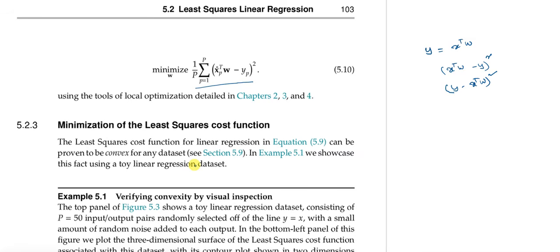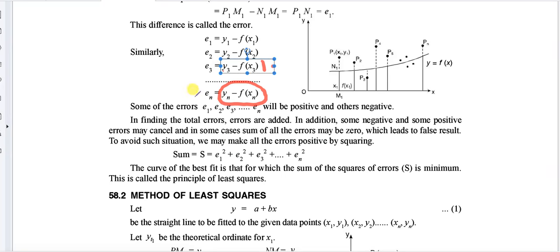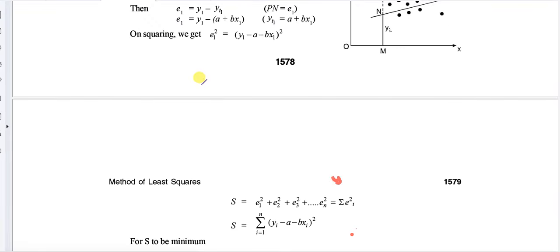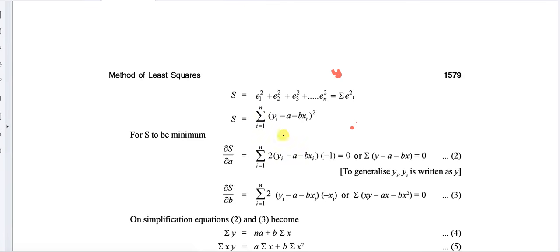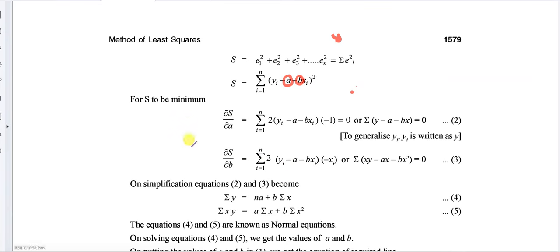So using tools for local optimization, that is detailed. Local optimization means here I'm going to differentiate. These are the tools with respect to the bias function and with respect to input parameters. I may differentiate and I may conclude this value. I may compute this: normal equations.